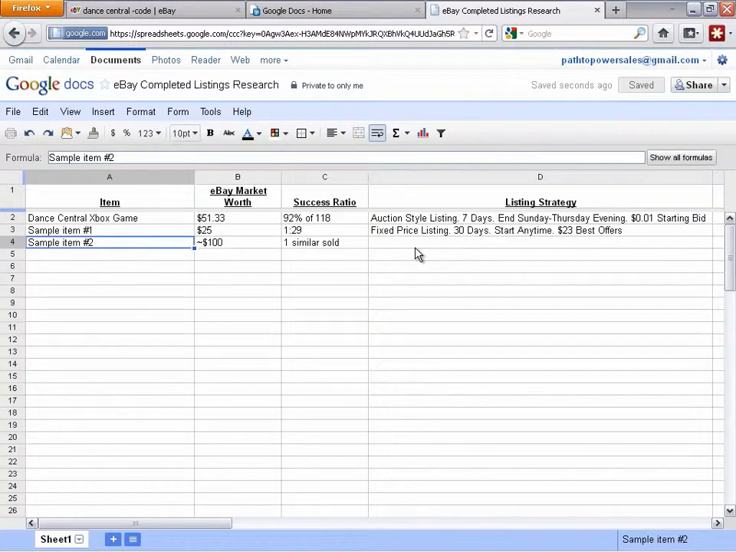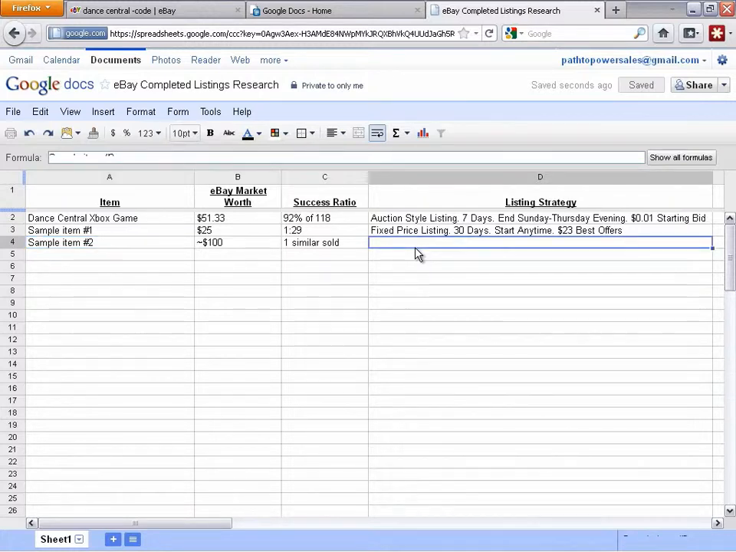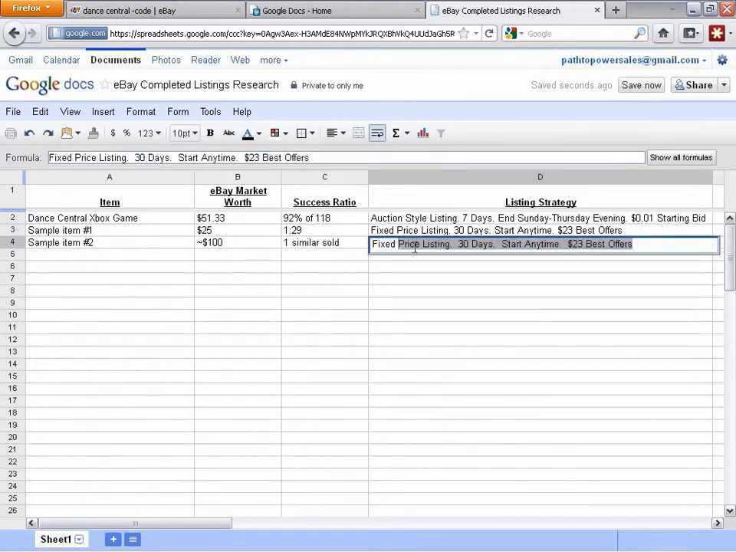Last of all, I need to determine a listing strategy for sample item number 2. This is an example of a product where completed listing research is limited. Maybe you are selling a rare antique or a custom-made piece of jewelry. If you can't find enough research on your product, then the best listing strategy for your item is to create a 30-day fixed price best offer listing.